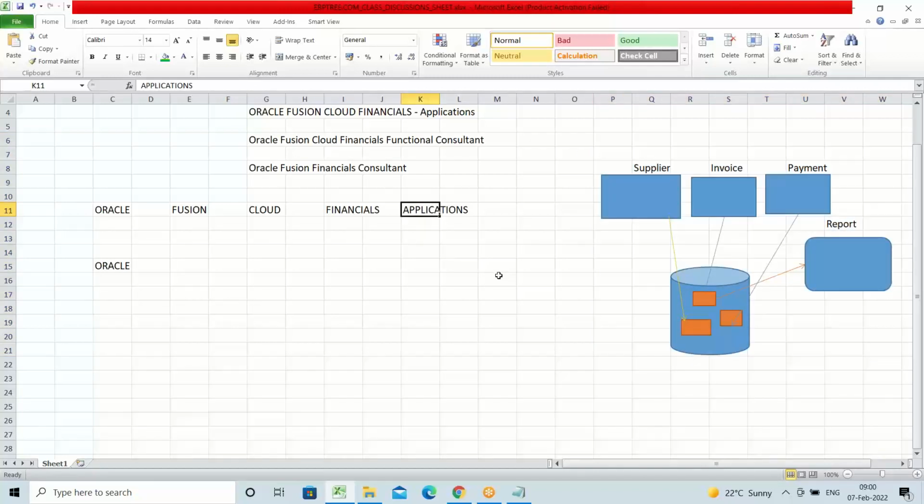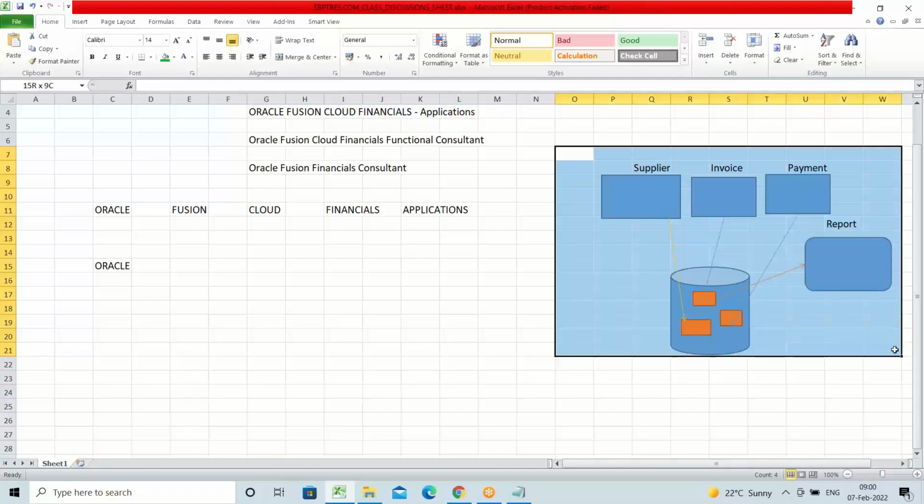Application means which contains a database, and in the database, tables, pages, and reports. This we call as application.